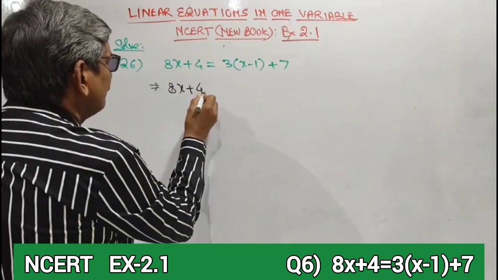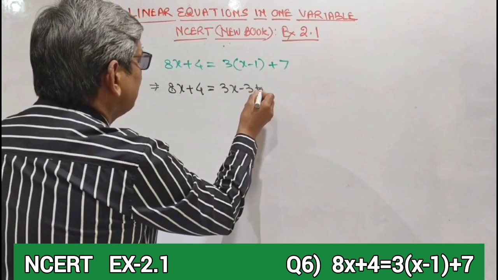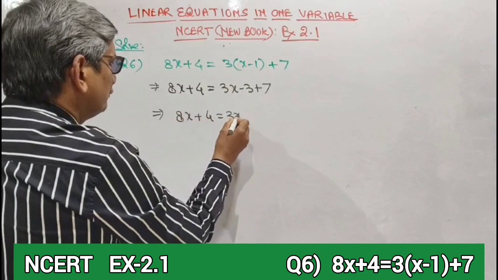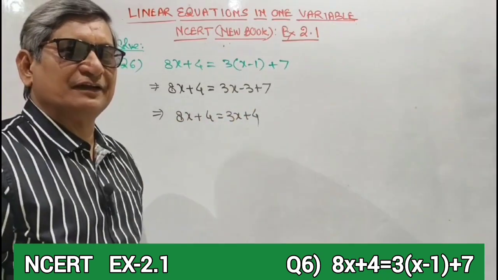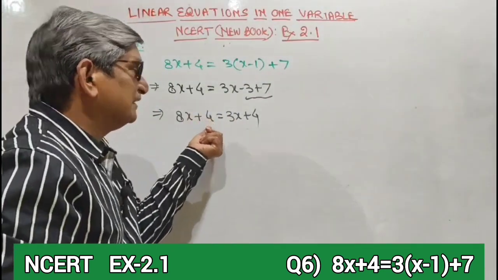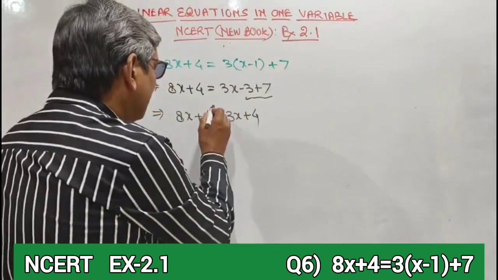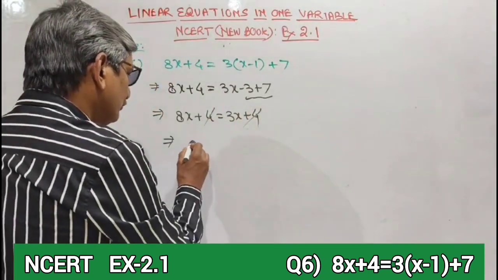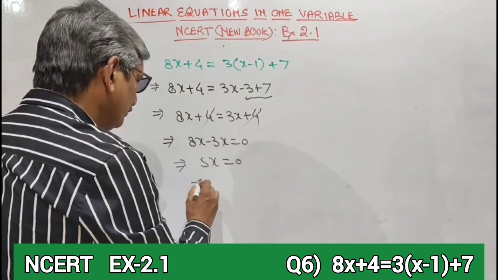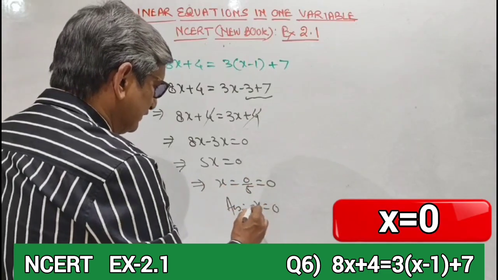Once you simplify it, what will you have? It is 8x + 4 = 3, bringing it inside, so this becomes 3x - 3 + 7. So you will have 8x + 4 = 3x + 4, since minus 3 plus 7 is equal to 4. It's not necessary that you always get the 4 on the right hand side. If there are equal numbers, or even variables, they can be cancelled. So you can cancel the 4. What will happen? You will have 8x minus 3x is equal to 0, so 5x = 0. x = 0 by 5, which is equal to 0. So the answer is x = 0.